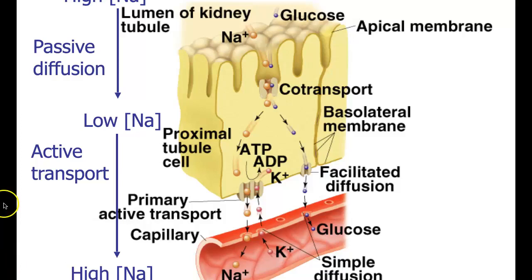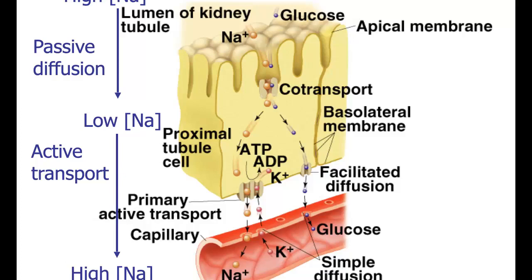Okay, so sodium and glucose is co-transported, and that then creates the ability for the sodium to go into the blood. But for that co-transport to work, passive diffusion, we have to have low levels of sodium in that space between the basolateral membrane and the blood supply. So that's achieved by active transport. The sodium potassium pump, the active pump, is pumping sodium from the basolateral membrane into the blood.